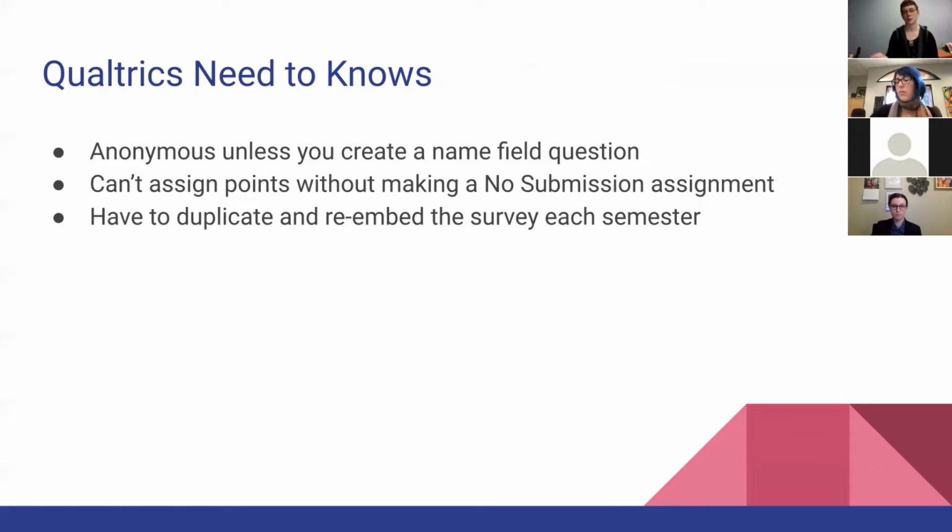Similarly, you can't assign points without putting that name question in there, because you won't know who did the survey. And you can't give points in Canvas without a no submission assignment item. So setting it up might take a few more steps at the beginning of the semester if you want to assign points. With a Canvas survey, you can actually make a graded survey and it can still be anonymous and the points can go straight into your gradebook.